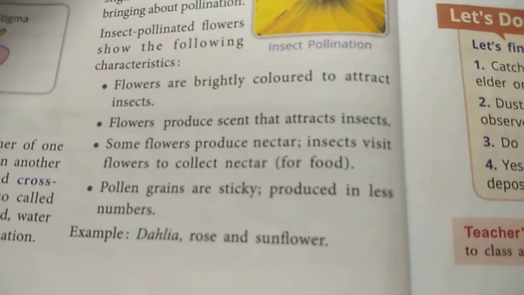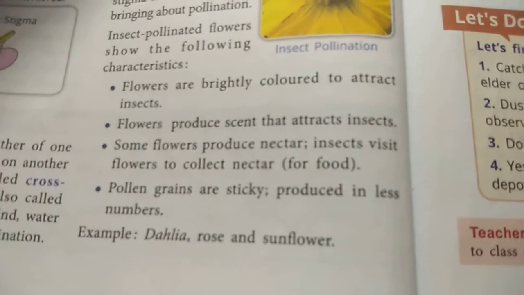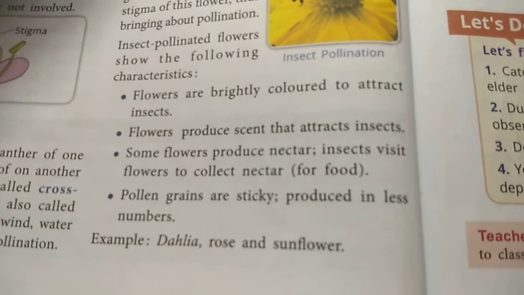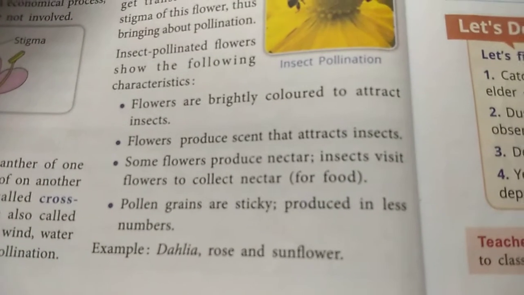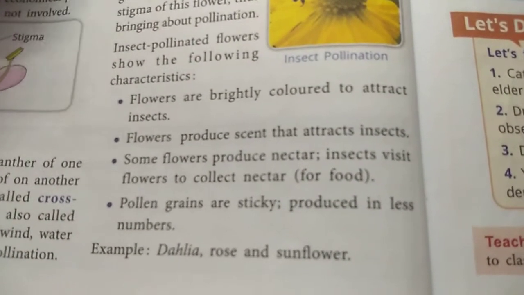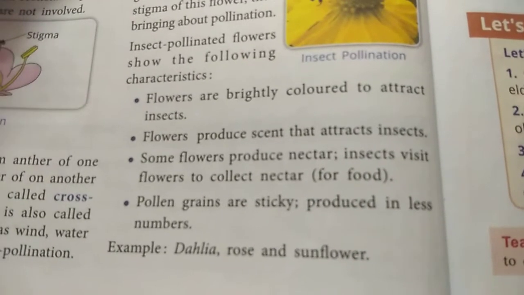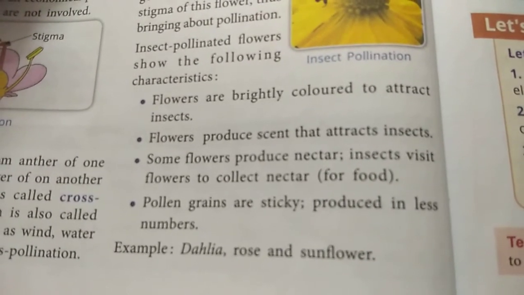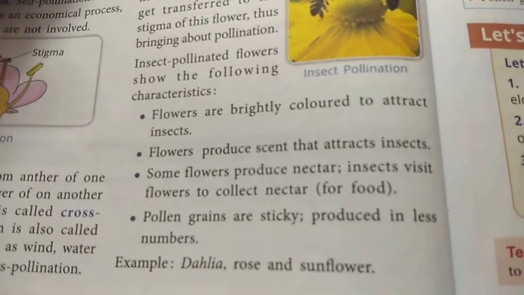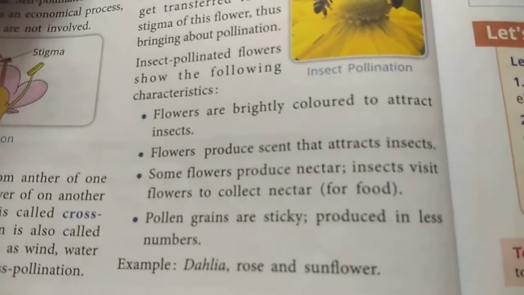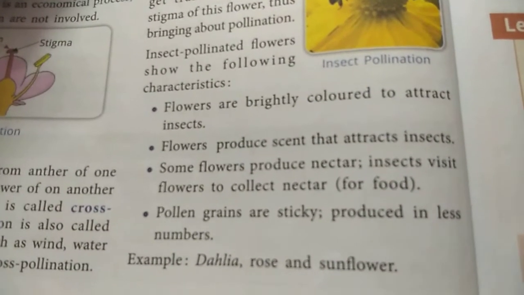Flowers are brightly colored to attract insects. Flowers of these plants will be brightly colored so that they can attract the insects. Okay, if they will not be able to attract the insects, they will not come close to the flower, and the pollination process will not take place.